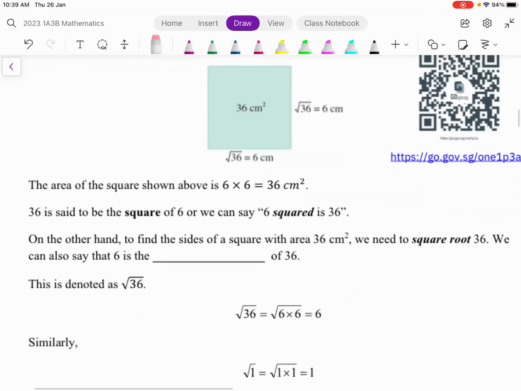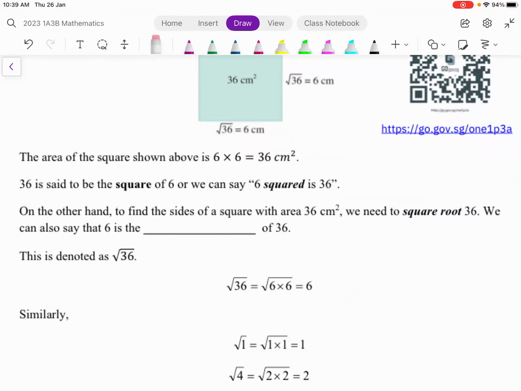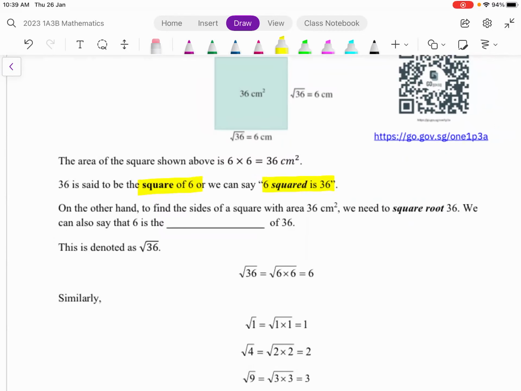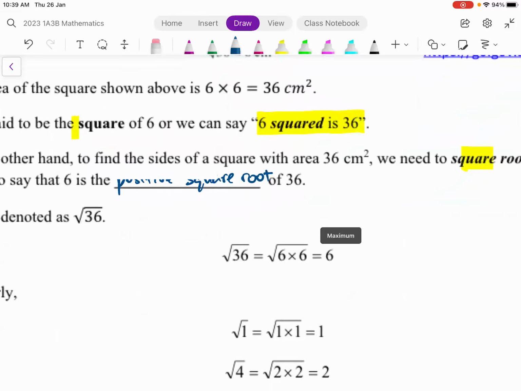So we can also say that 36 is the square of 6. So these are the different ways of saying it. 6 squared is the square of 6. Now, if you want to reverse it, we use the square root of 36. So we say that 6 is the positive square root of 36.